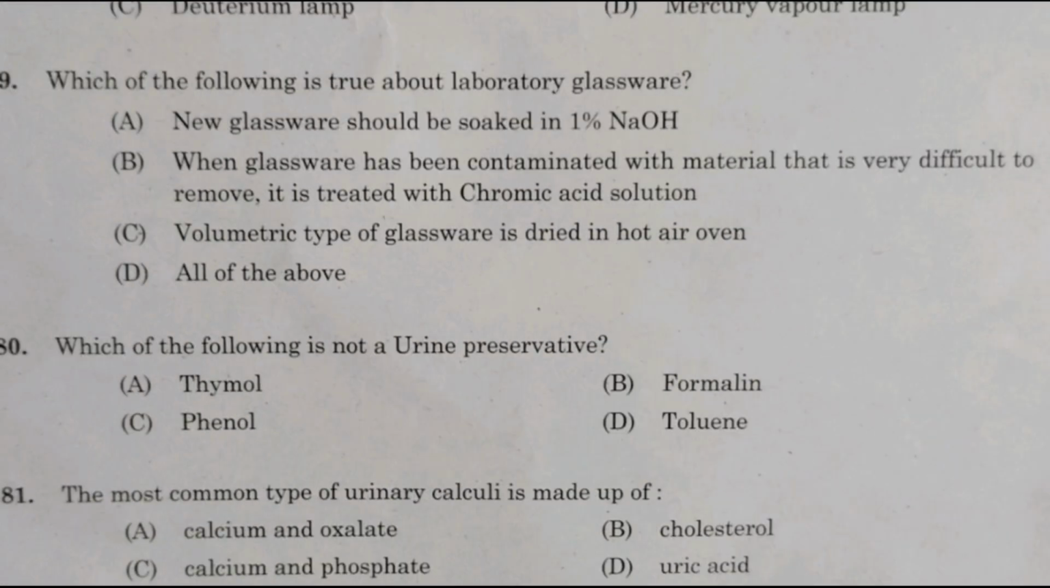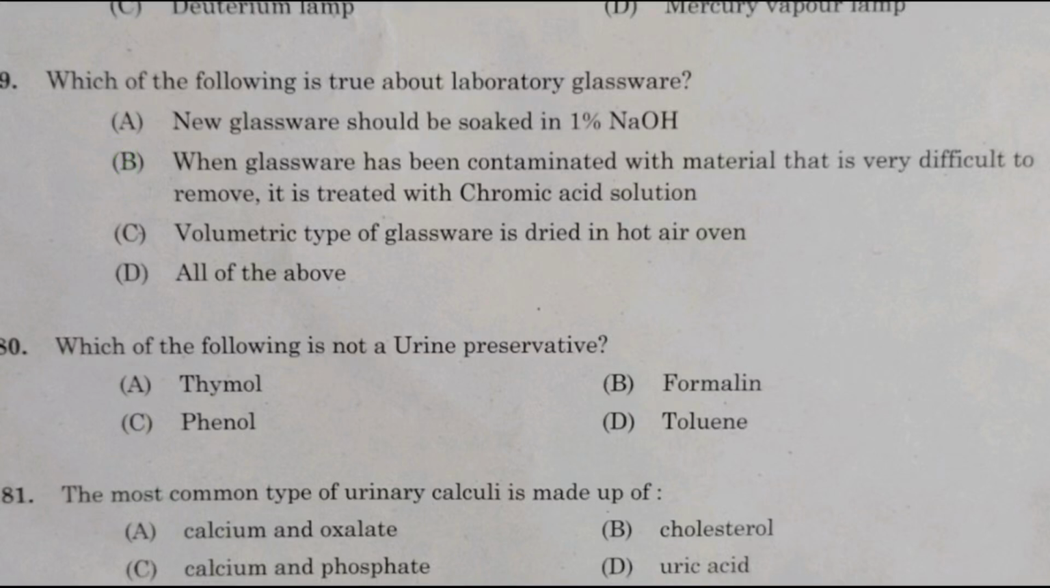Next question, which of the following is true about laboratory glassware? New glassware should be soaked in 1% sodium hydroxide. When glassware has been contaminated with material that is very difficult to remove, it is treated with chromic acid solution. Volumetric type of glassware is dried in hot air oven. Option D, all of the above. The right answer is option B. When glassware has been contaminated with material that is very difficult to remove, it is treated with chromic acid solution. This is the only statement true about laboratory glassware.